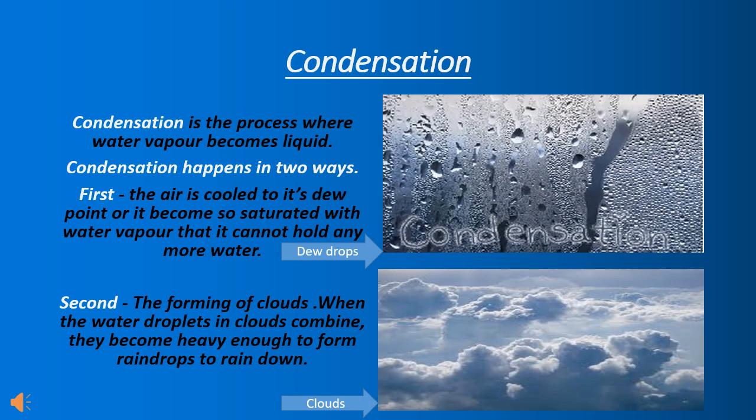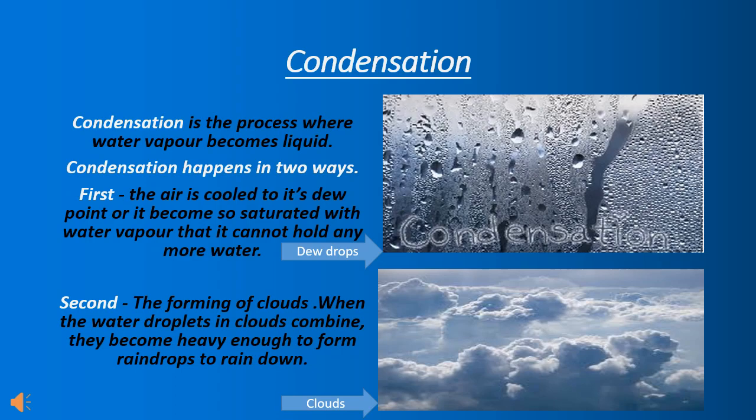Condensation. Condensation is the process where water vapor becomes liquid. Condensation happens in two ways. First, the air is cooled to its dew point, or it becomes so saturated with water vapor that it cannot hold any more water. These are the dewdrops. Second, the forming of clouds. When the water droplets in the clouds combine, they become heavy enough to form raindrops to rain down.